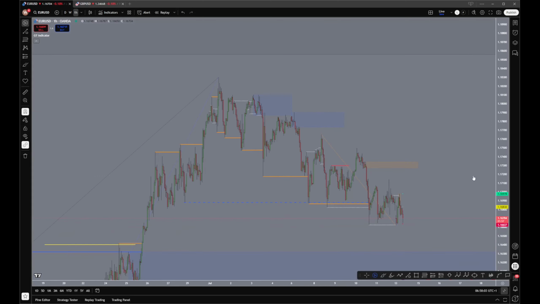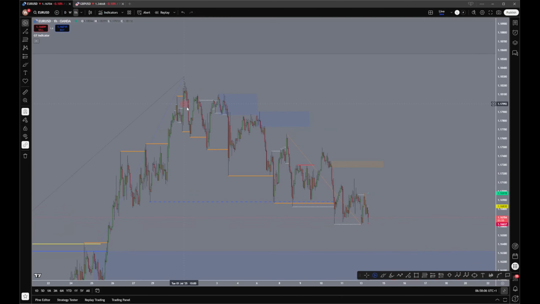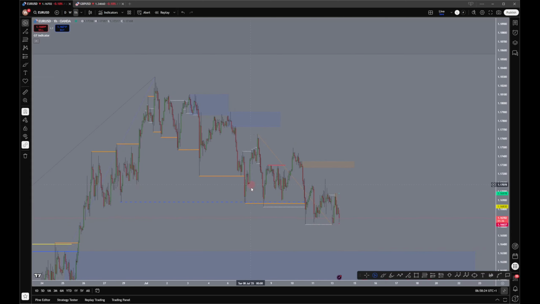If we look on the 1 hour, we can see that the 1 hour has been bearish for quite some time. Swing structure is bearish, and the internal structure is just range bound really. It's just moving sideways. So we need to see how we react in here. We know that after we've had this break of structure, we can expect a pullback.